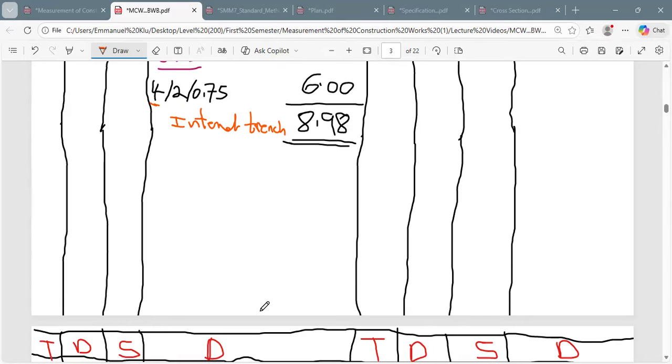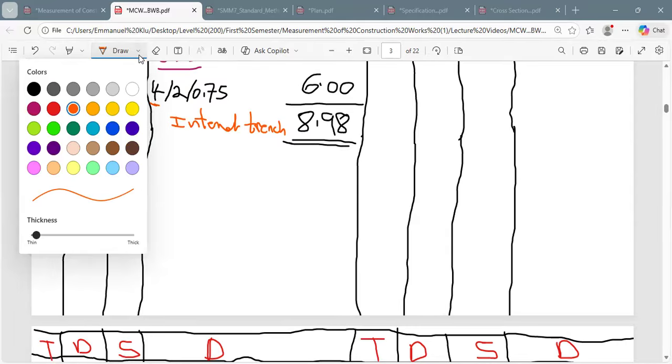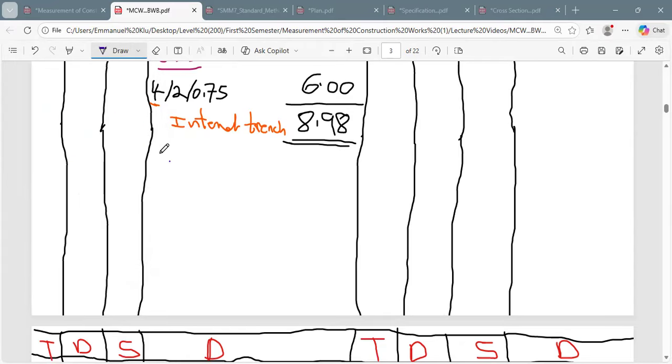So that is the internal trench. The only thing we have to do now is something we call description. In our description, we have to go to the SMM7 and go to earthwork supports. Earthwork support.